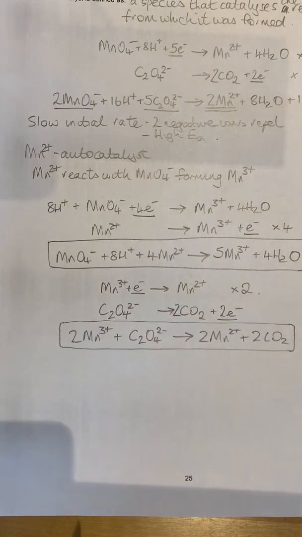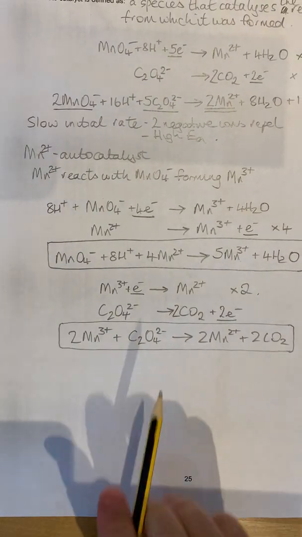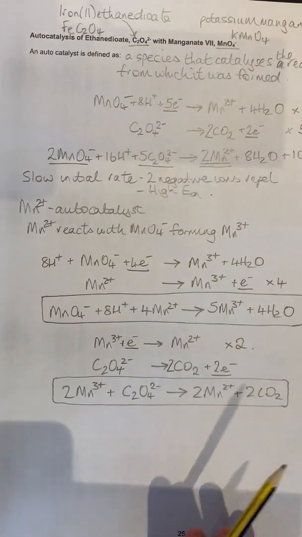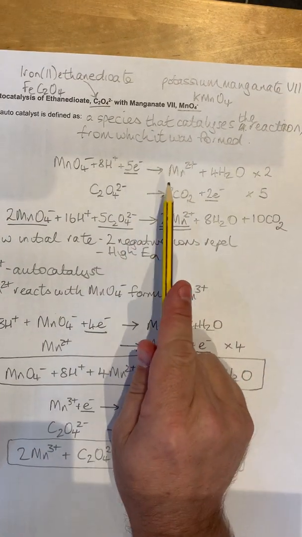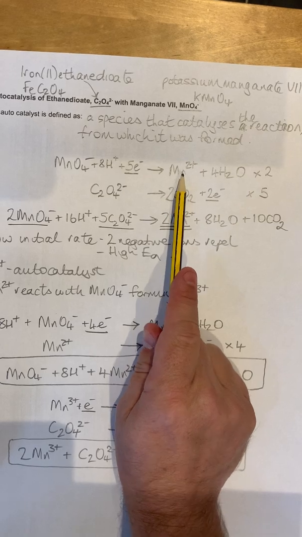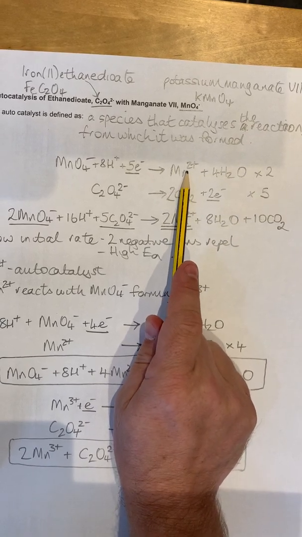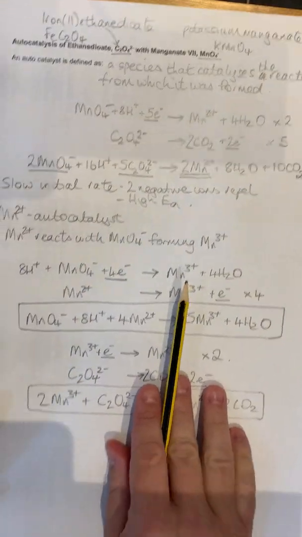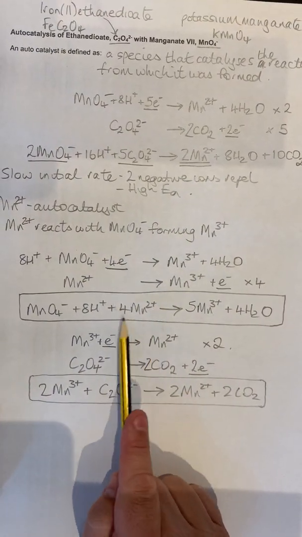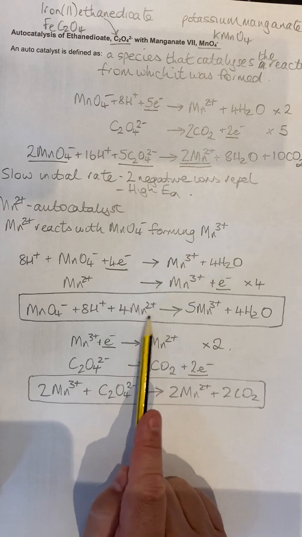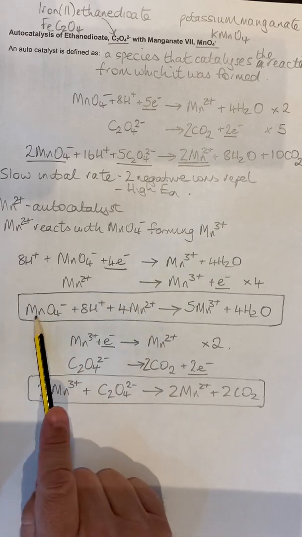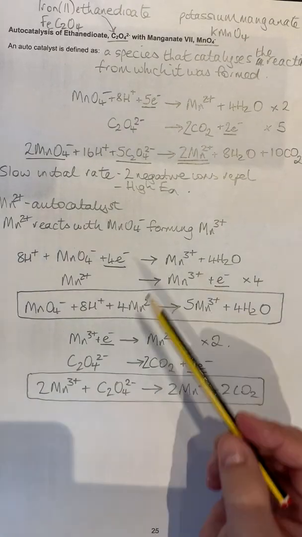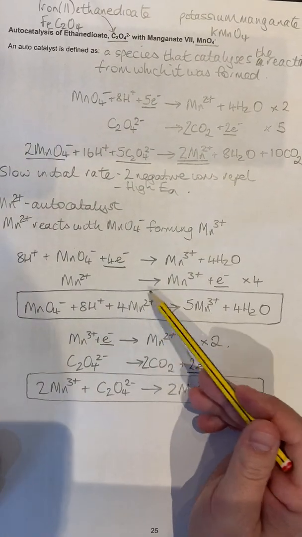So these are the two equations which show how Mn2+ behaves as an autocatalyst. It initially gets produced in this equation, and then the Mn2+ goes back and reacts with the MnO4-. What we can see with this is we actually need to build up quite a large amount of Mn2+, a 4-to-1 ratio. So this won't happen instantaneously right at the start. We need to build up Mn2+ stocks in the reaction.